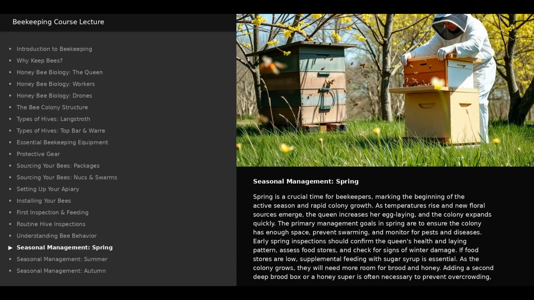Seasonal management. Spring. Spring is a crucial time for beekeepers, marking the beginning of the active season and rapid colony growth. As temperatures rise and new floral sources emerge, the queen increases her egg-laying and the colony expands quickly. The primary management goals in spring are to ensure the colony has enough space, prevent swarming, and monitor for pests and diseases. Early spring inspections should confirm the queen's health and laying pattern.